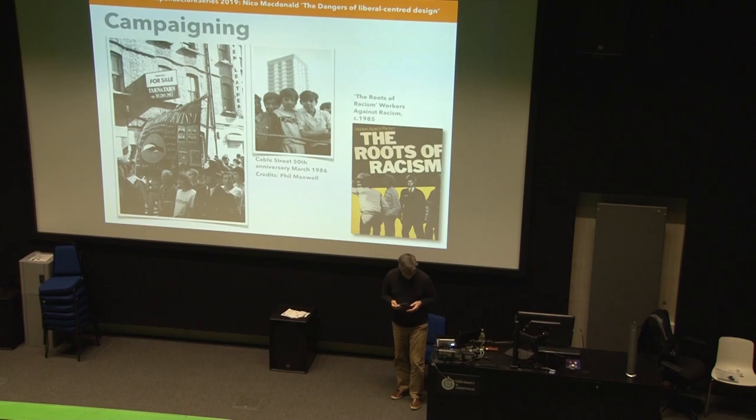So in the 80s, which I realise is last century in many senses, I was involved in anti-racist campaigning in East London and North London. This is a picture of the Cable Street anniversary march. Some of you, does anyone know where Cable Street is, even? No? Okay, well, Cable Street runs sort of between Shadwell and Limehouse on the north side of the river.